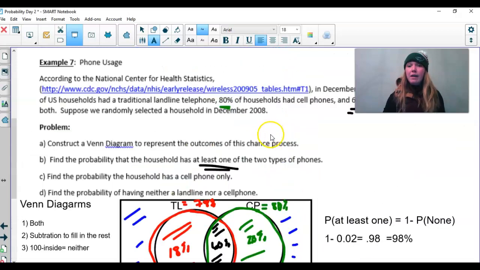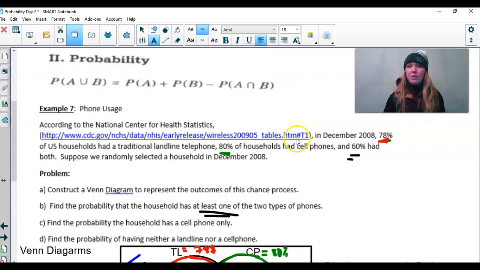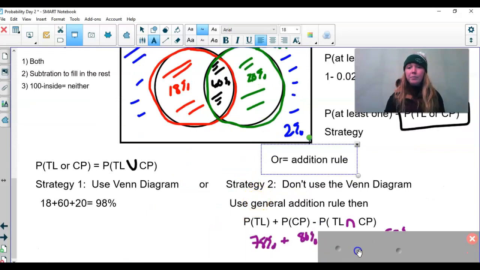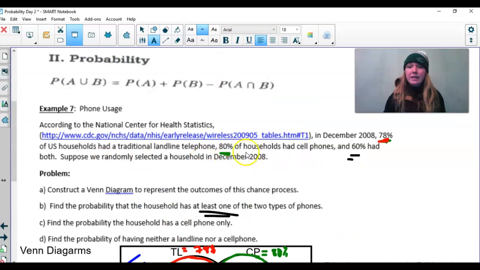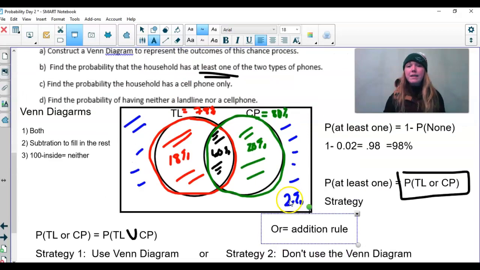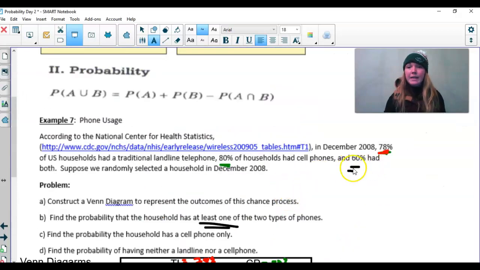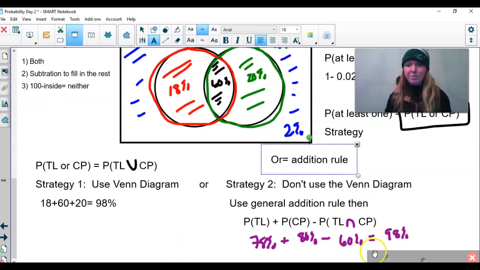Use the information they gave you. We know for the addition rule, so the traditional landline or the cell phone minus both. They give you this information up here. 78% of people use the traditional landline. It's right there. Cell phones, 80% had cell phones. That's right there. Minus both. They give it to us up here again, 60%. And that gives us 98%.